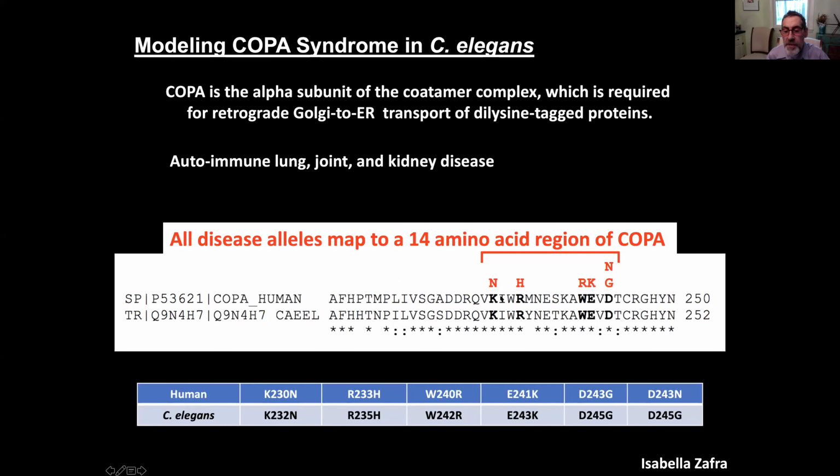And what was interesting is that all of the patient alleles map to this 14 amino acid region. This region is absolutely conserved between humans and worms, as you can see. And Isabella has begun to make all of these analogous patient alleles in the worm gene.